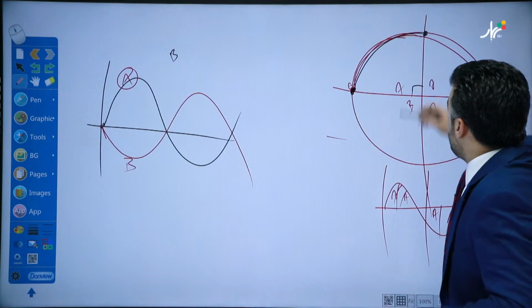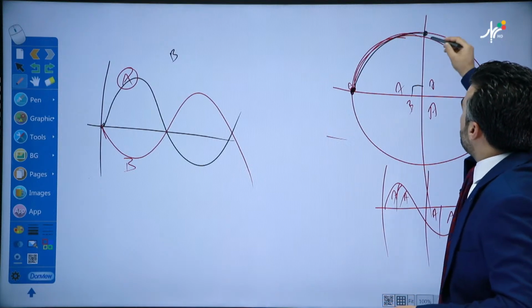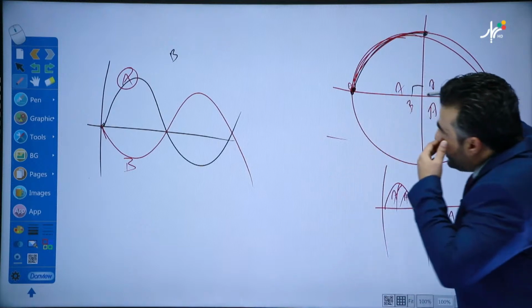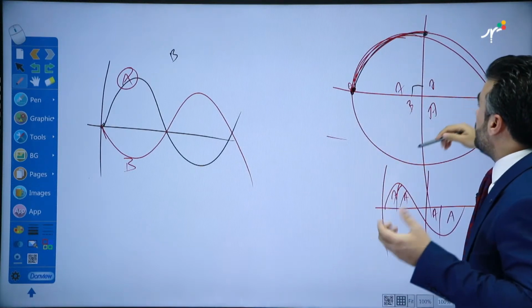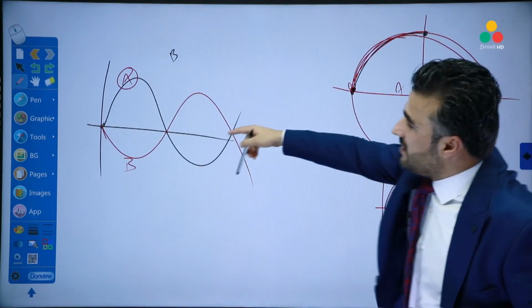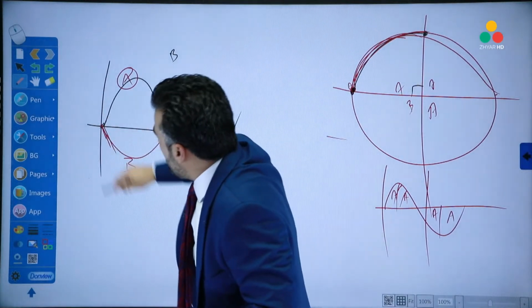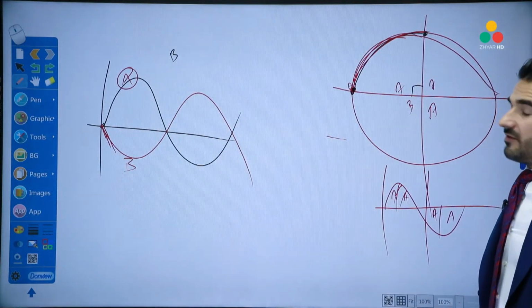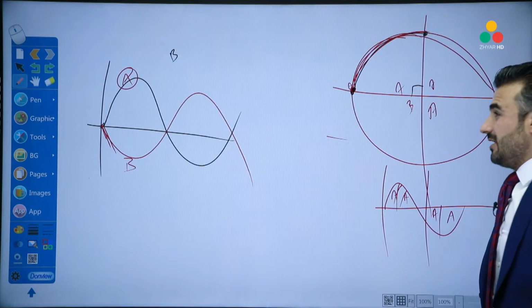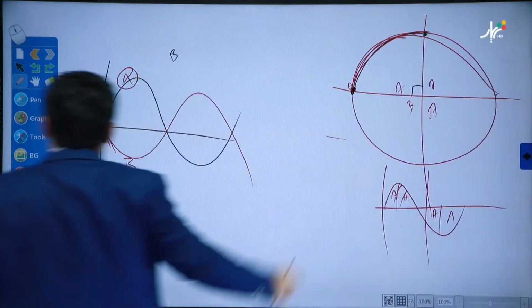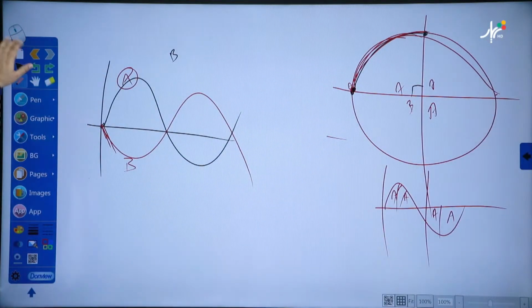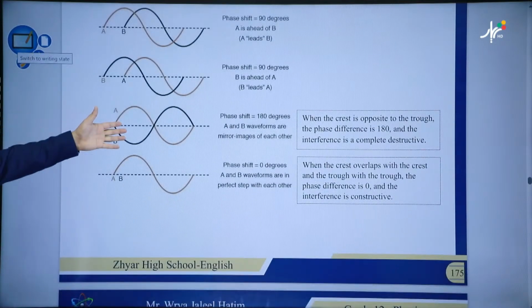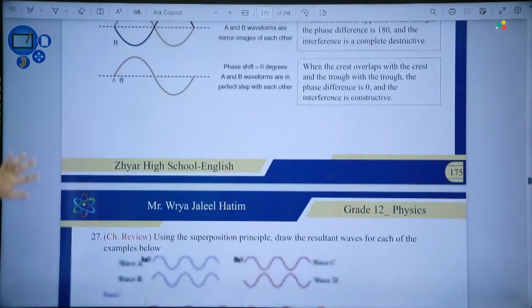Or, in another way, you can say one of the waves is starting from this point, and the other wave would be starting at the other side, yeah? So of course, in this case, the phase difference is going to be 180 degrees. And you can see that on this diagram as well. One of them is above and the other one is below. Then the phase difference here is going to be 180 degrees.